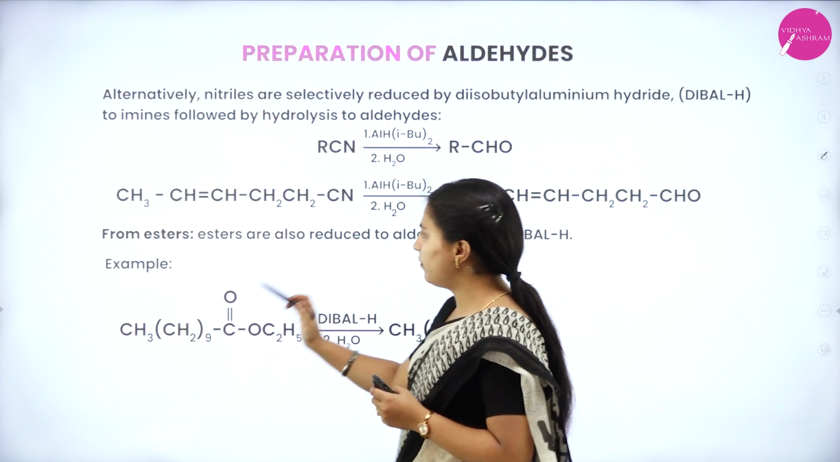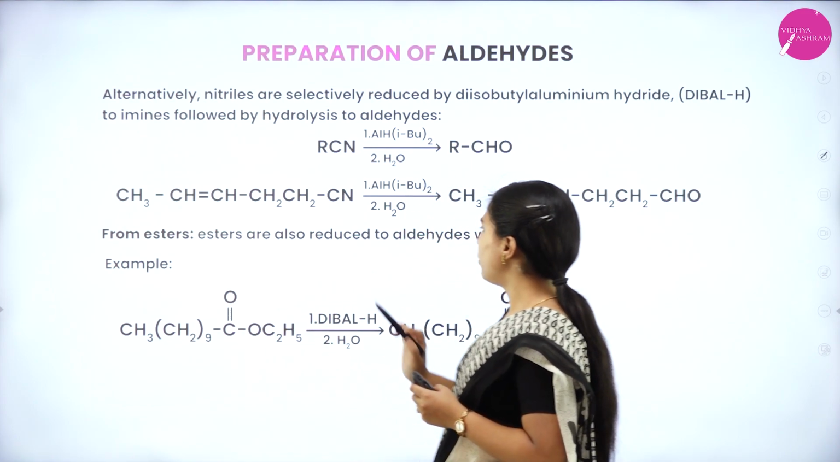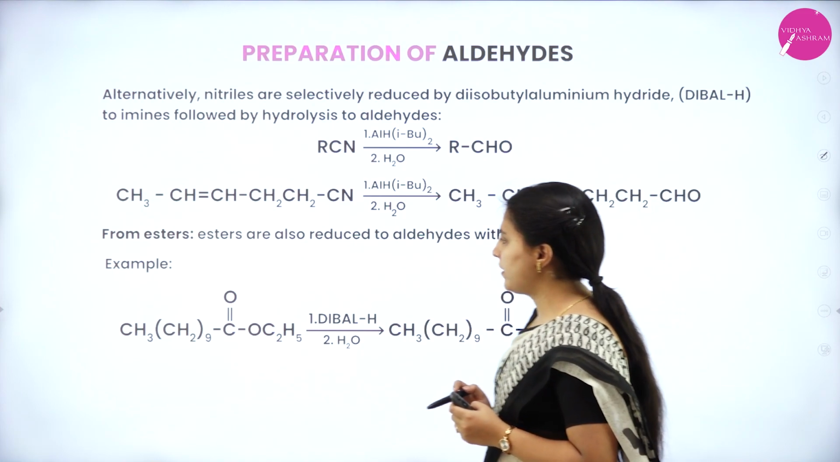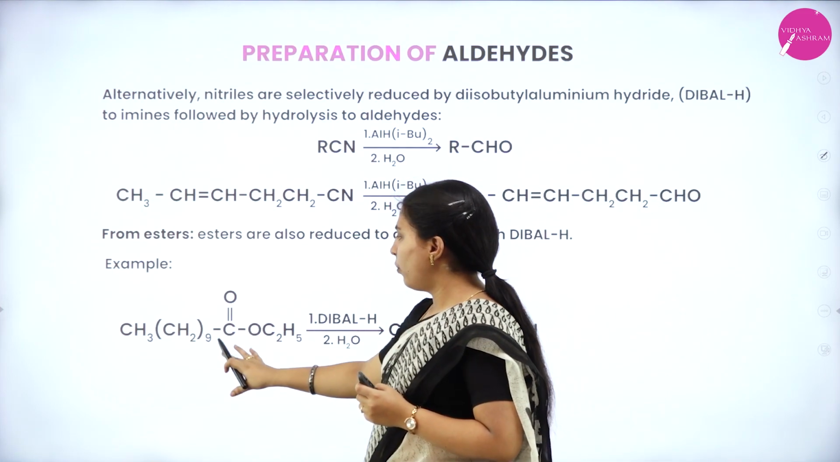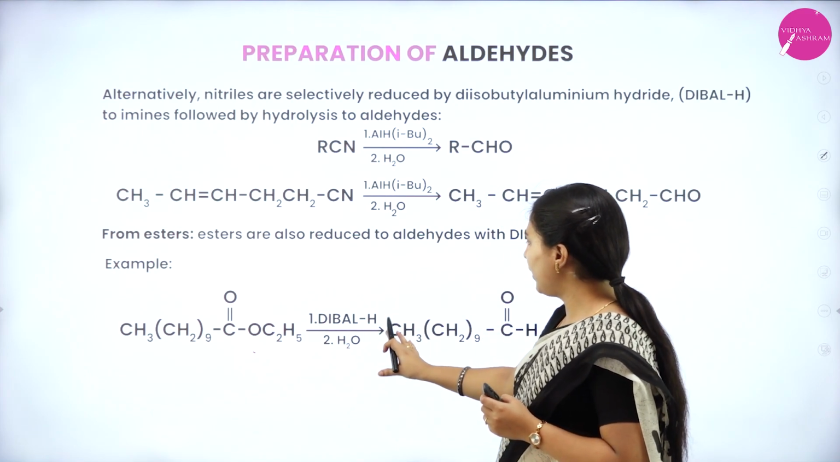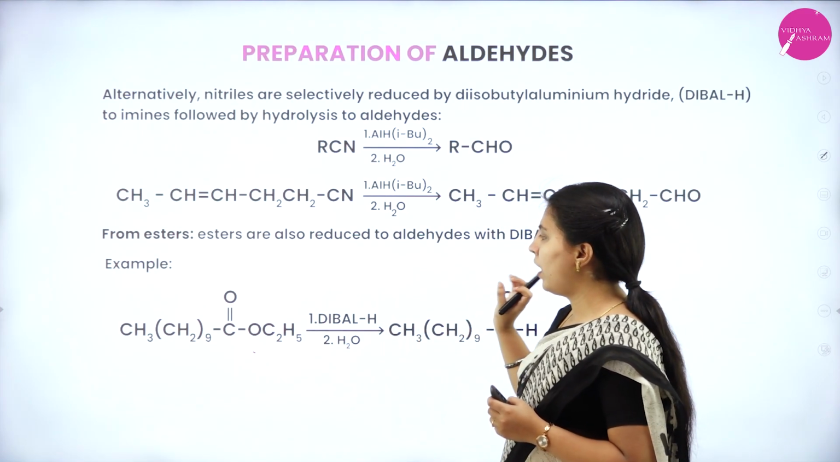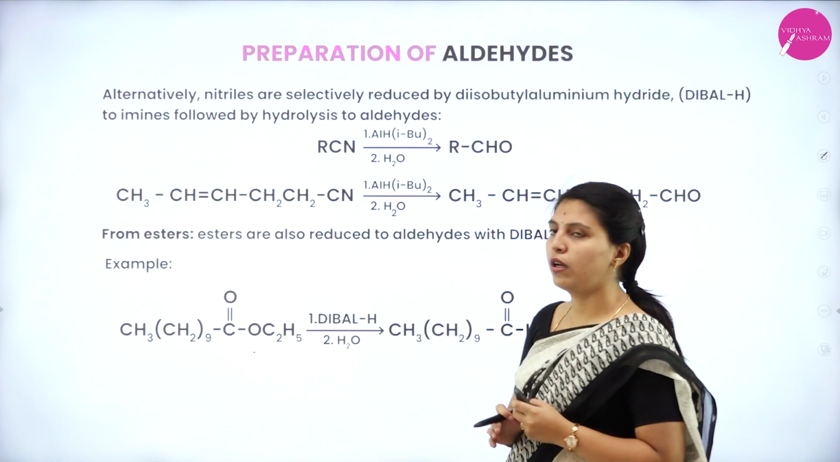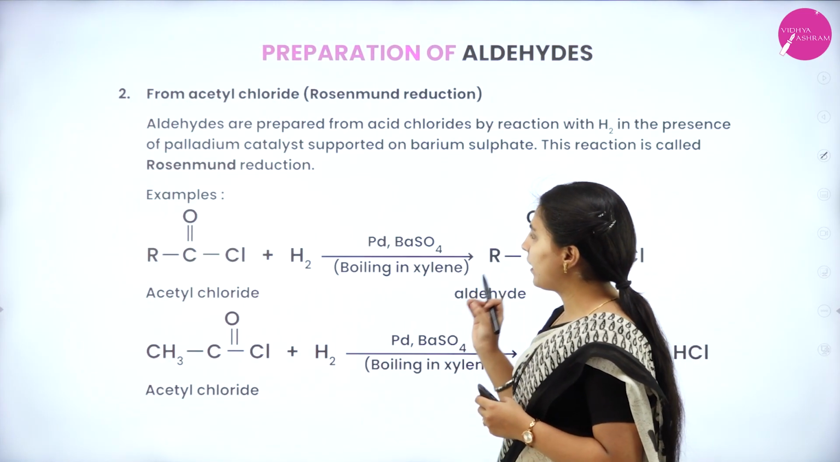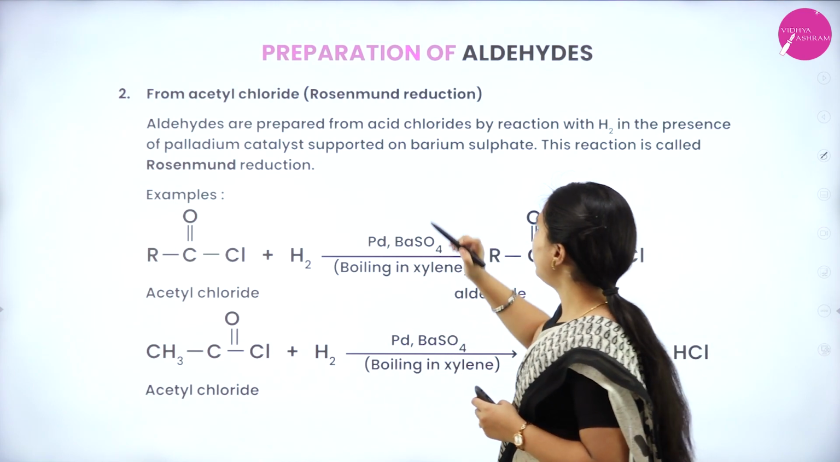We can use esters also. Esters are also reduced to aldehydes with DIBAL-H. For example, this is one carbonyl group treated with DIBAL-H will give the alkyl group, which is giving the aldehyde. Next, from acyl chloride, or Rosenmund reduction.